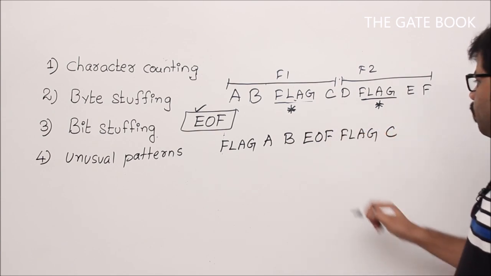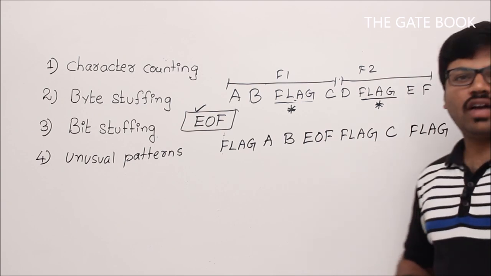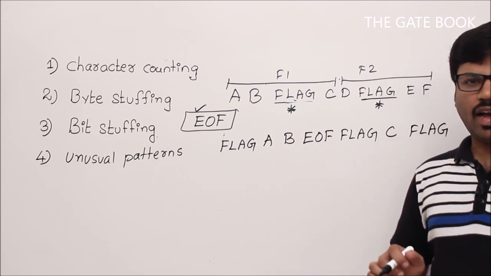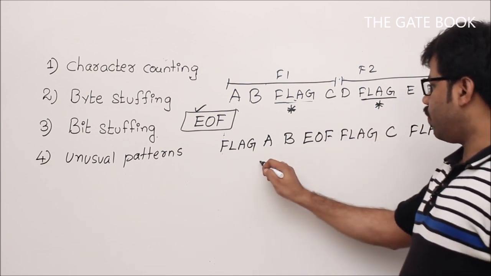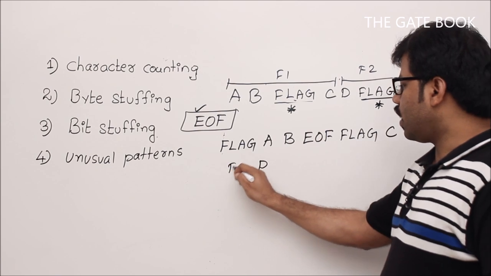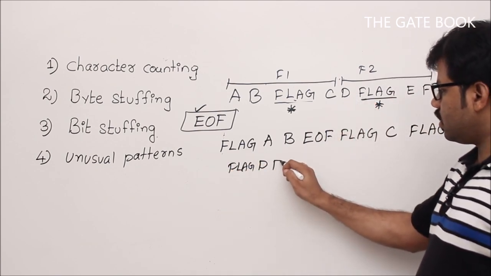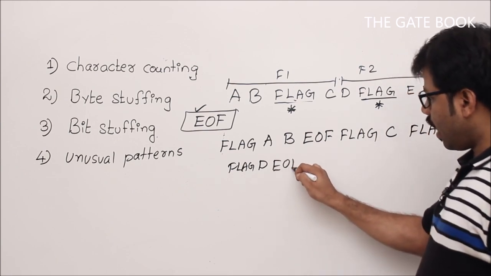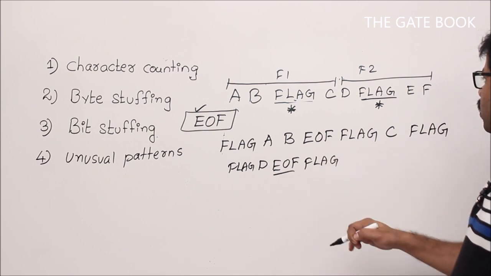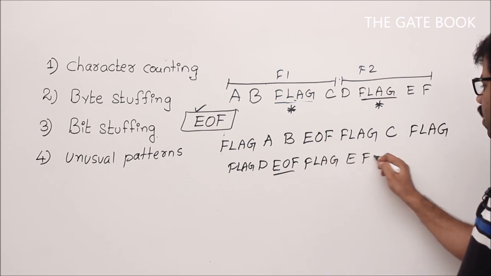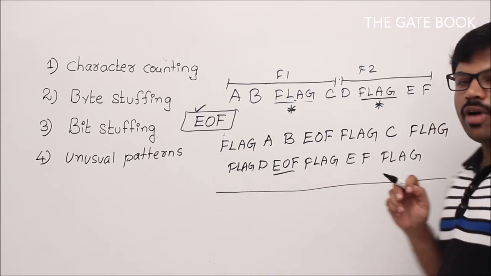Then, since the frame is done, add a flag in that way. What is the idea? For every frame, add a flag at the front and at the end. So D flag E comma F: before D, add a flag. Then, since the data contains a flag, add EOF, a special symbol, then the flag, then E comma F, then the end flag. So when you add like this, your algorithm should be modified.